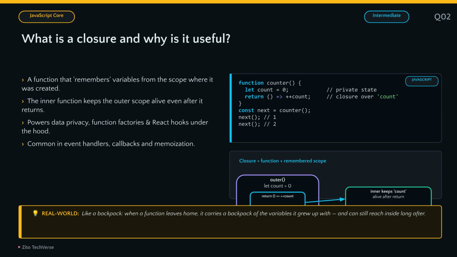Picture a backpack. When a function leaves its home scope, it carries a backpack of the variables it grew up with, and it can still reach inside long after it left.